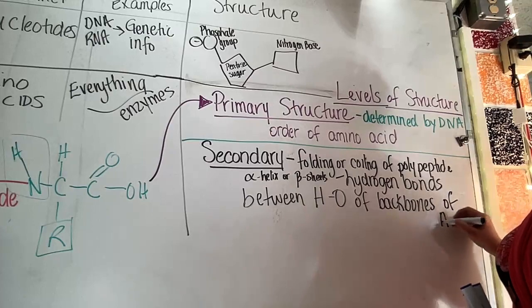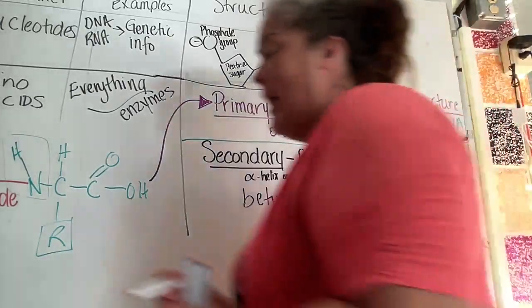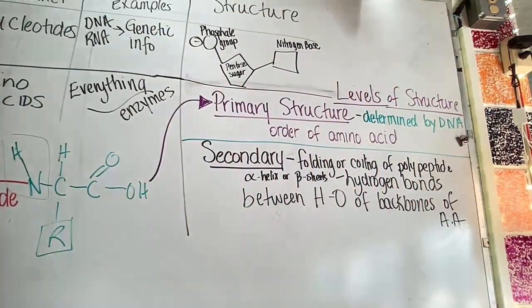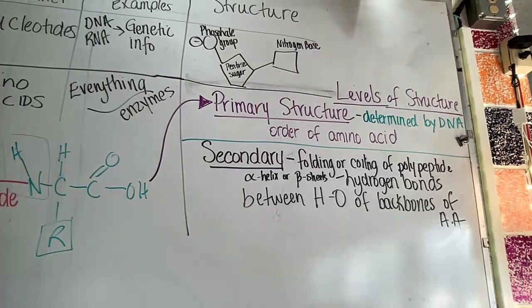I'm going to put AA here. That means amino acids, okay? So what happens is, as these guys start to get close together, the O's and the H start attracting each other through hydrogen bonds because they do that, right? And they have this secondary structure.